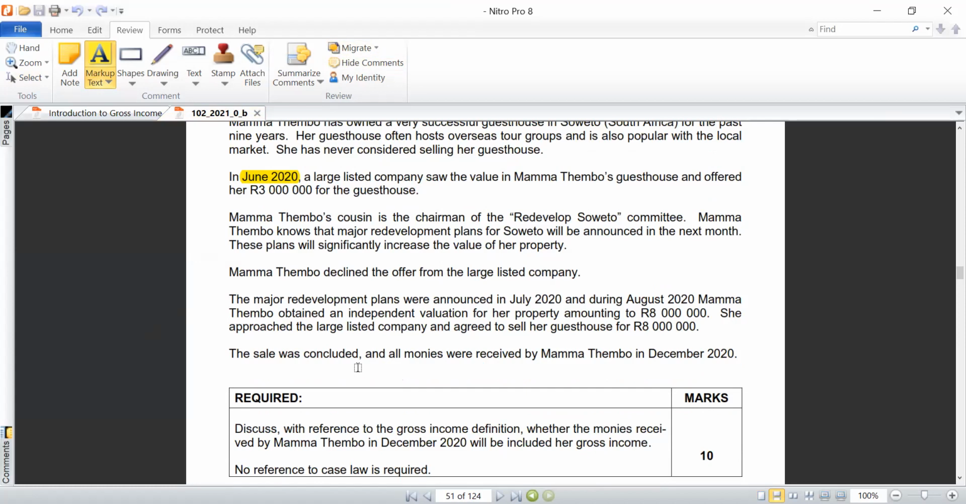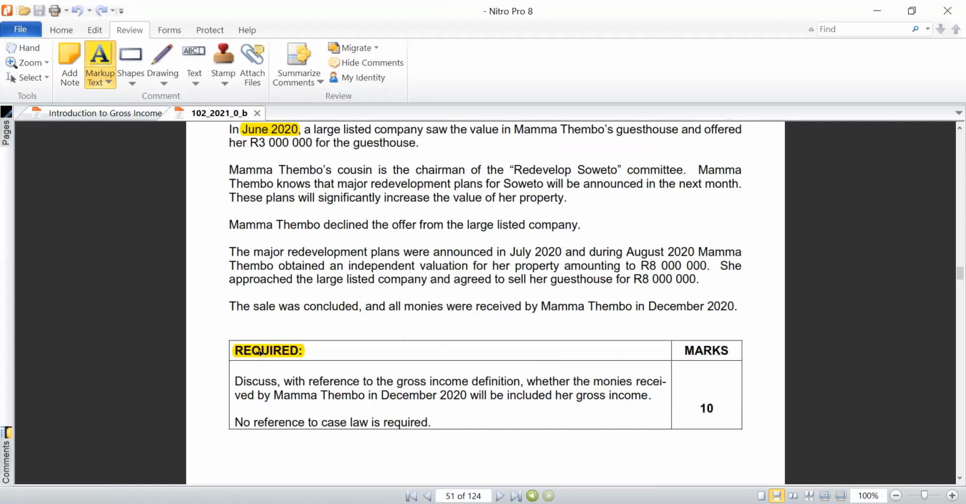So now here's the exam technique approach that you should always follow when you're addressing questions in the exam or even in the year test. Always start off by evaluating the required section of the question. Understand what exactly the examiner wants or expects of you. So in the required section in question 2.6, we are requested to discuss with reference to the gross income definition. So the moment you see that, you're already thinking about those elements of the gross income definition.